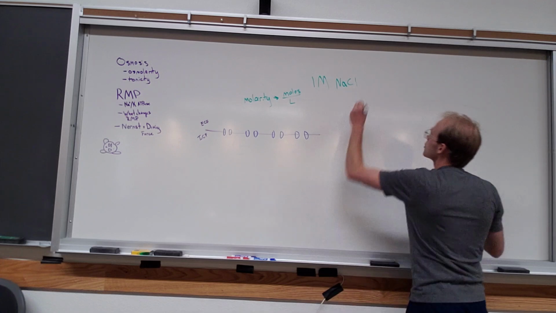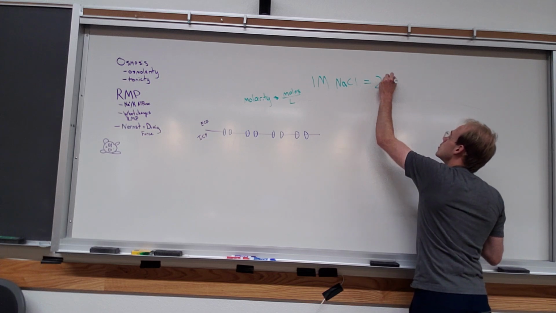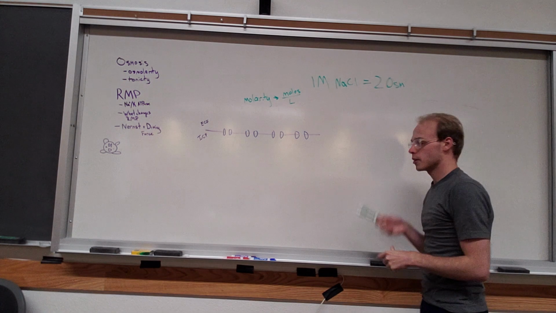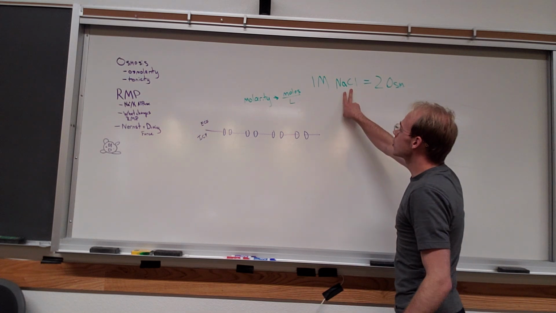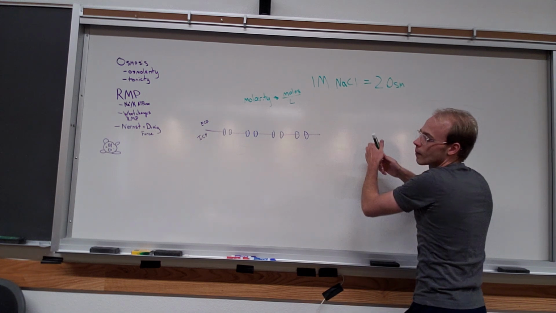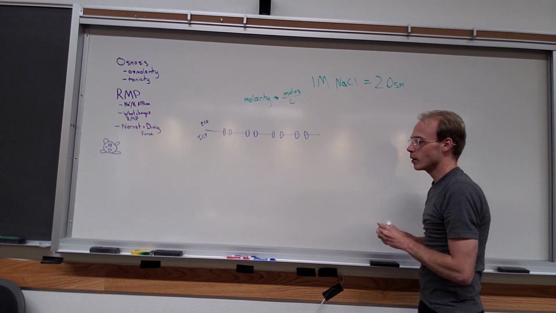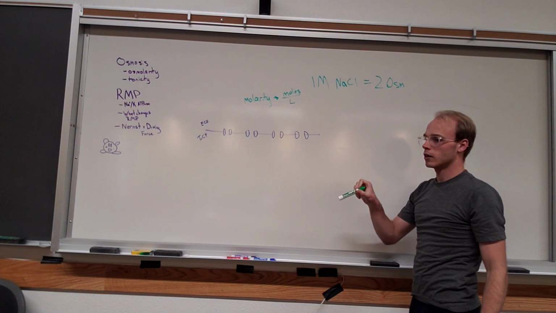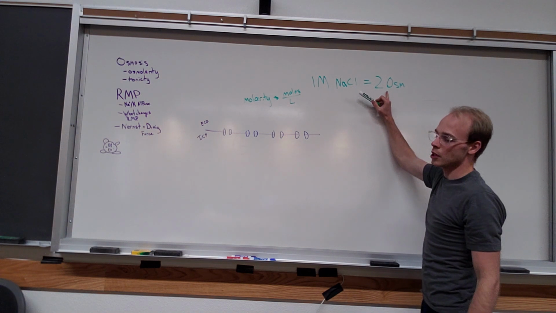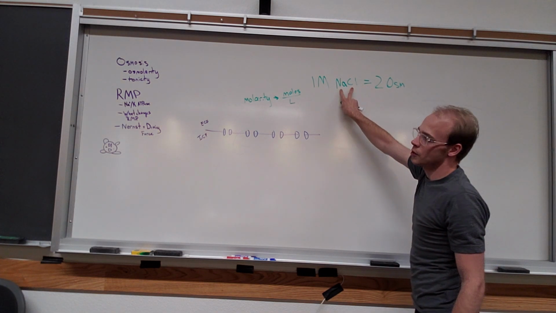A 1 molar solution, if I stick that in water, actually becomes a 2 osmolar solution. The reason is when salt goes into water, it dissolves and these two things break apart. So what osmolarity tells me is how many particles I have in the water, because molarity just tells me how many moles of this thing I have, and osmolarity tells me how many moles of particles I have.